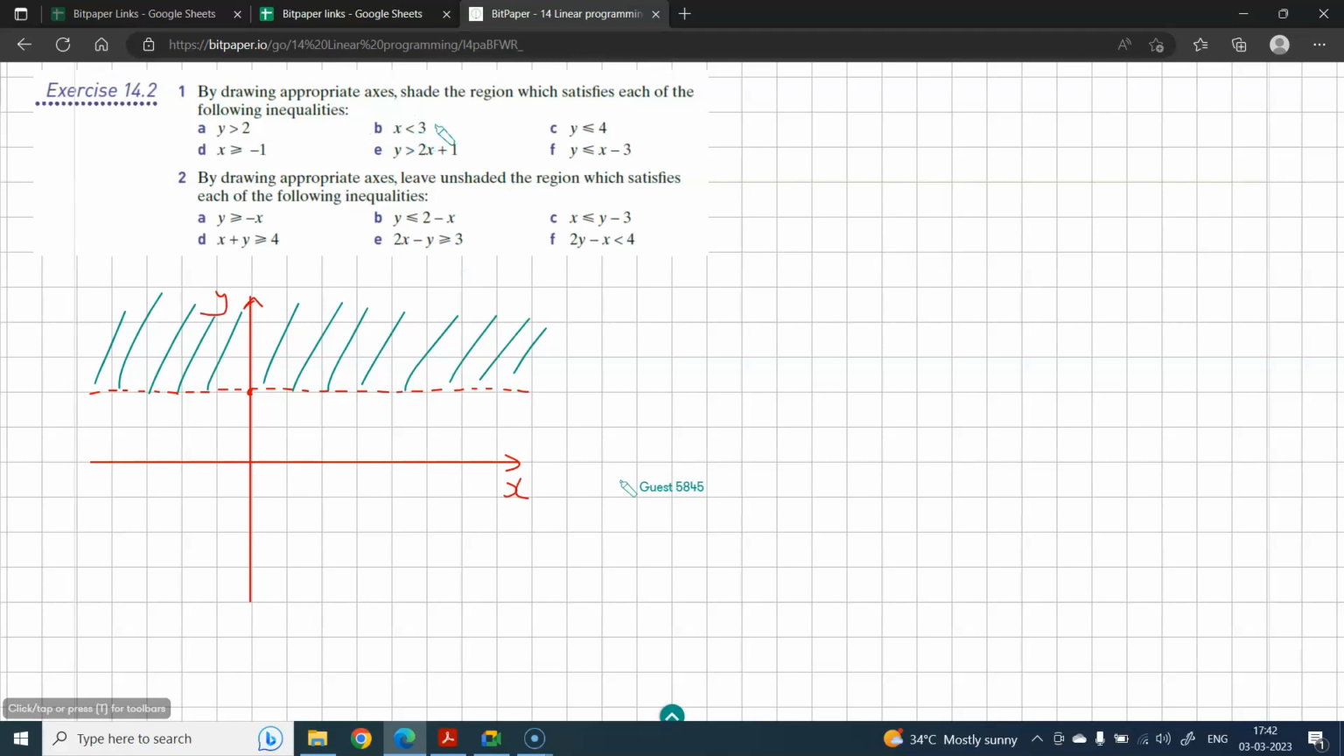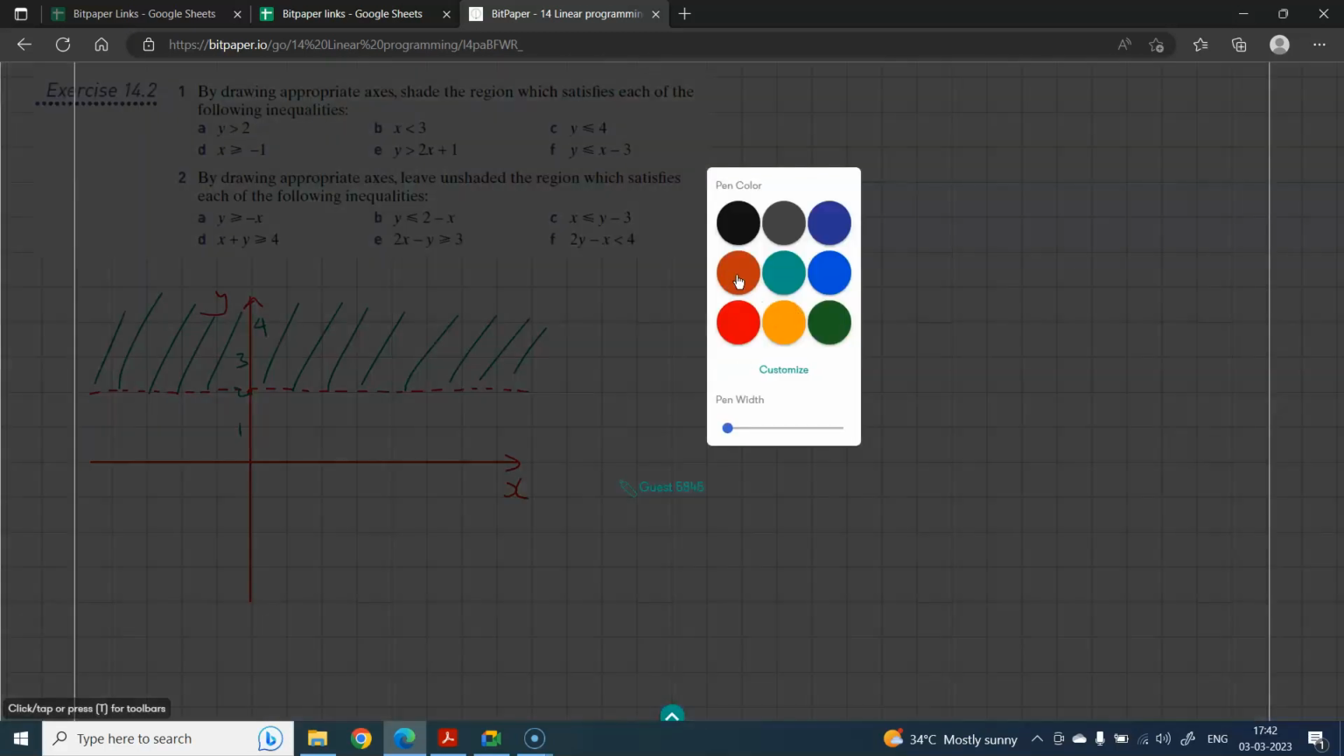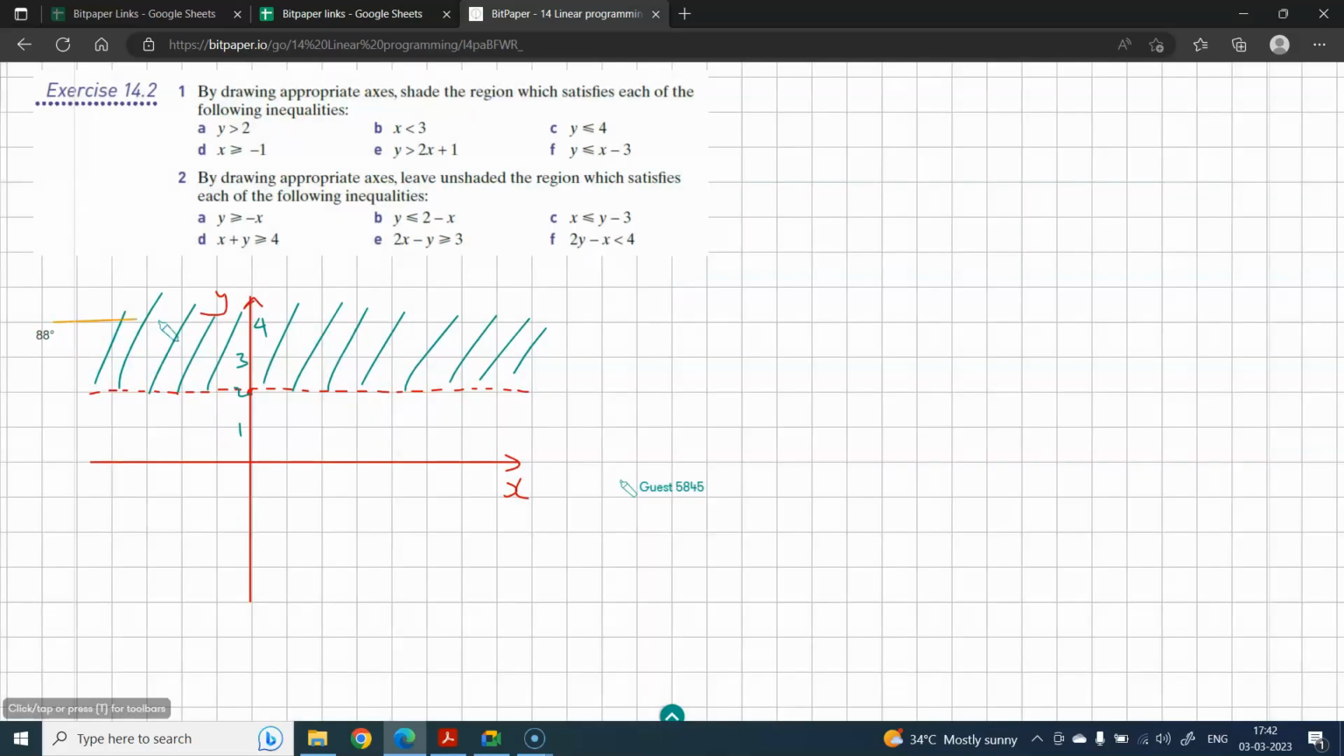Similarly, x less than 3 you can draw, right? Less than or equal to 4 also. Simple, right? So this is 1, 2, 3, 4. So y less than or equal to 4 will be, this is a different color. So you have y equal to 4 here. So y less than or equal to 4 will be this region, right? And it's going to be a solid line this time, right?